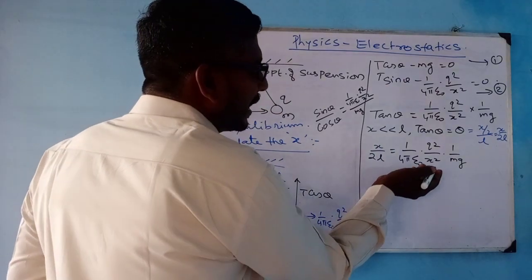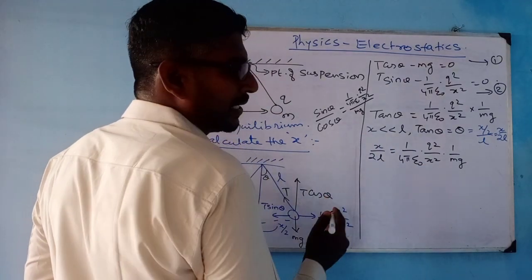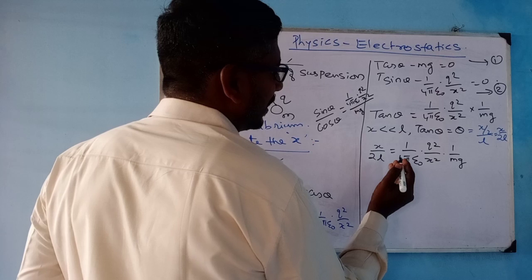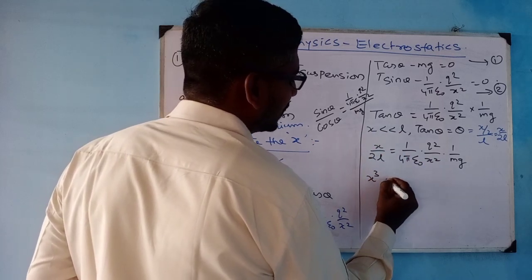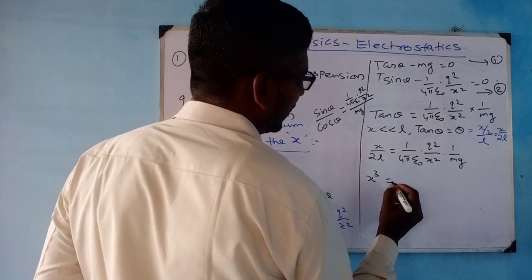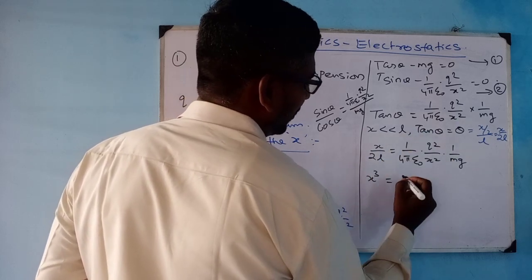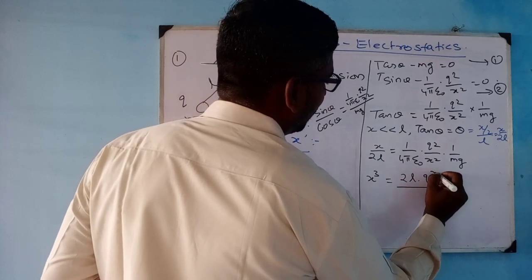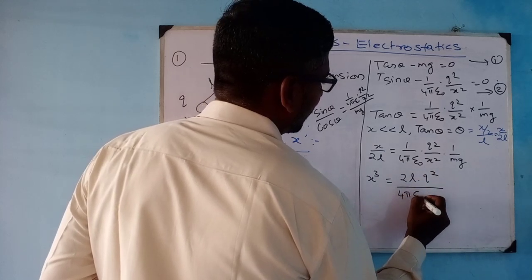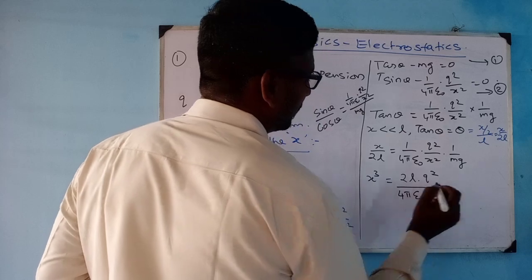So what happened? I have to bring my x factor to the other side of the equal sign. So x square goes from the denominator and becomes x cubed on the numerator side, which is equal to, with the denominator going to the other side as the numerator, 2L q square divided by 4 pi epsilon naught into mg.